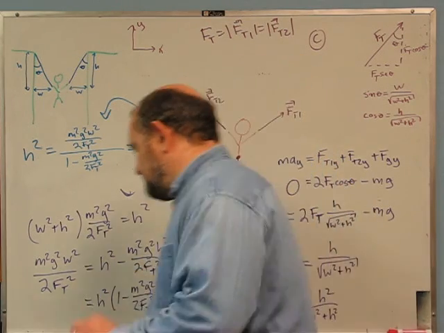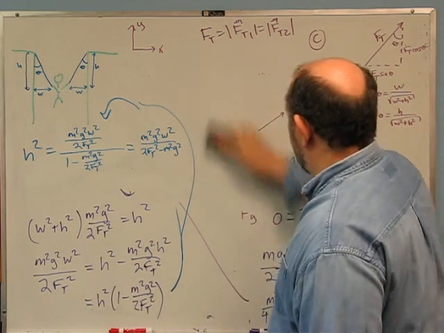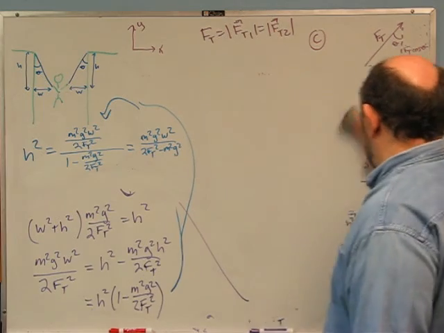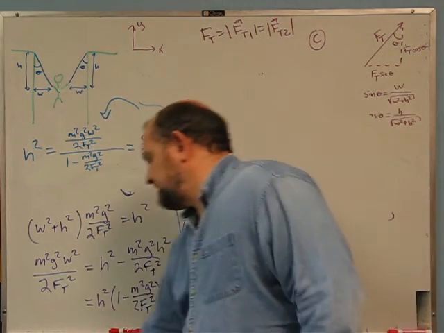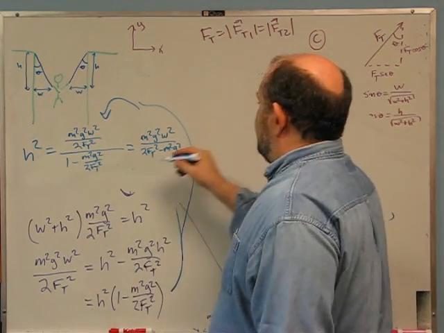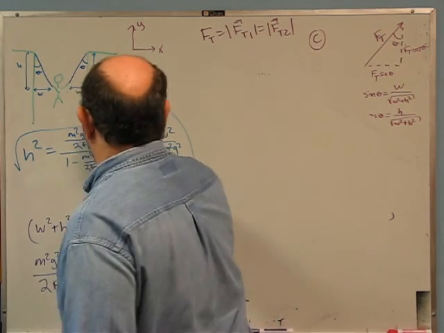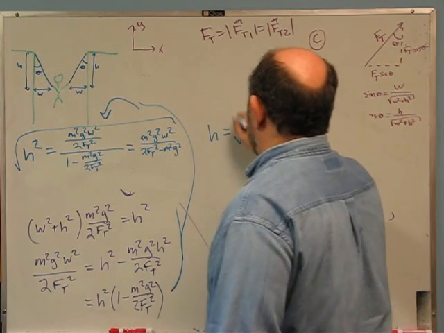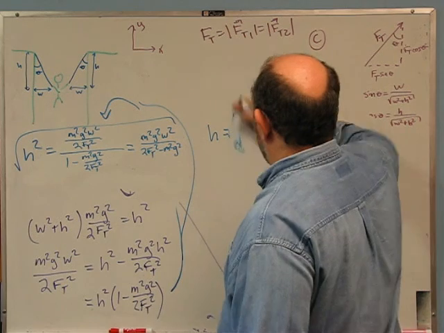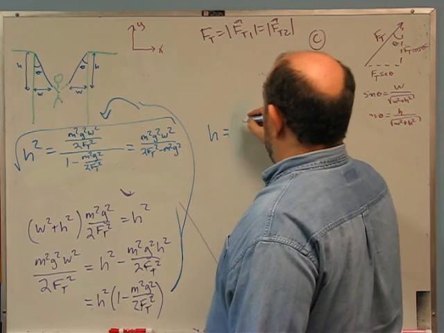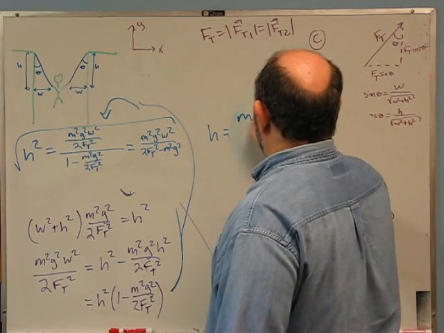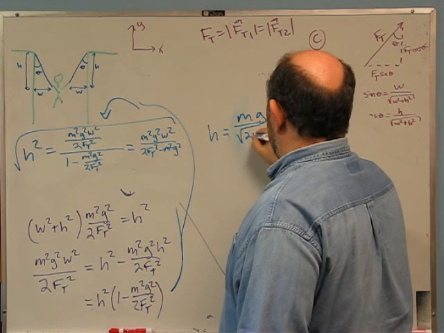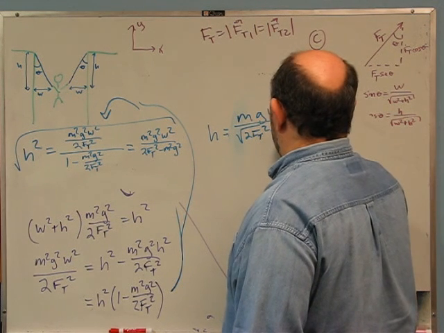I'm going to erase the free body diagram. Mourn the free body diagram. It is gone. Erase the earlier algebra. And in fact, the other thing I can do is take a square root of this whole thing. So I have h is equal to the square root, is equal to mgw, that's the square root of the top, divided by the square root of 2ft squared minus m squared g squared.